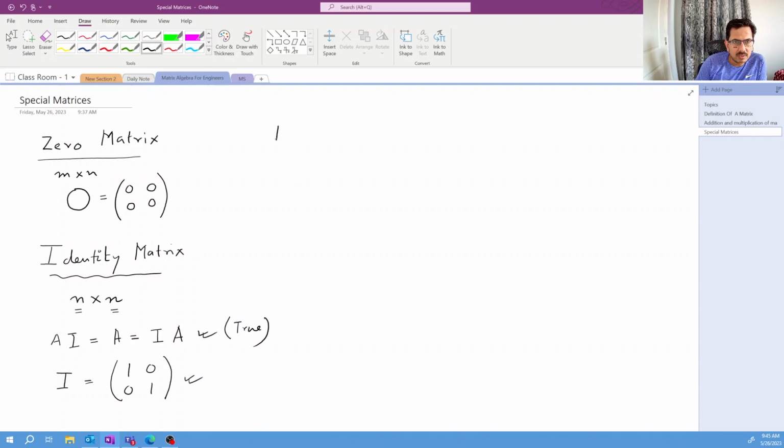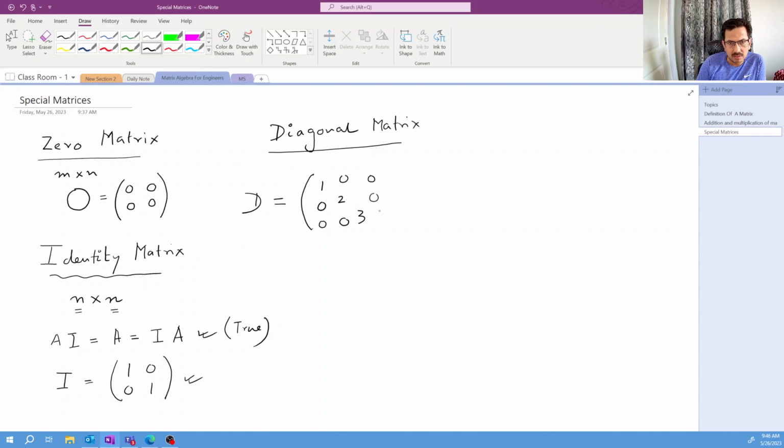Next, we will talk about the diagonal matrix. Let's denote it by D. Your diagonal matrix will be something like this: 1, 2, 3, and all the other values which are not part of this diagonal line are 0. Let me make sure that it is in a proper line. So this will be 3. Okay, so this is my diagonal matrix. That means all the elements will be on this diagonal line. Clear?